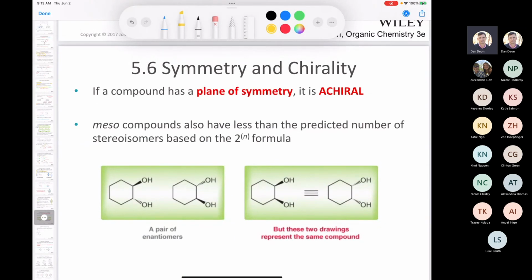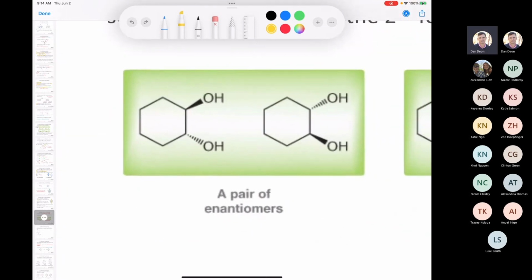Now, you remember that formula I taught you a few minutes ago, 2 to the power of n? Well, you've got to take that formula with a grain of salt. And here is why. If a compound has a plane of symmetry, it's achiral. Good enough. So when you have a meso compound, you will have less than the predicted number of stereoisomers based on this formula. Let me show you what I mean. If you're like, I'm not following you, hold on. Let's take a look at just this compound.